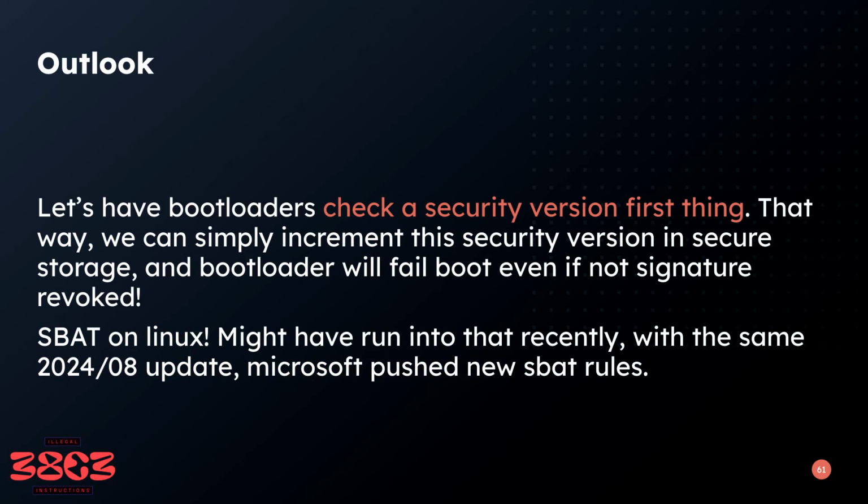The outlook there, if we manage to roll off these certificates, is that we can do version-based security. Because the very first thing a bootloader can do is check its own security version against something the BIOS provides, something called secure storage, where only the bootloader can access it. So you can do rollback protection. This is actually a thing that exists. For Linux, this is called SBAT.